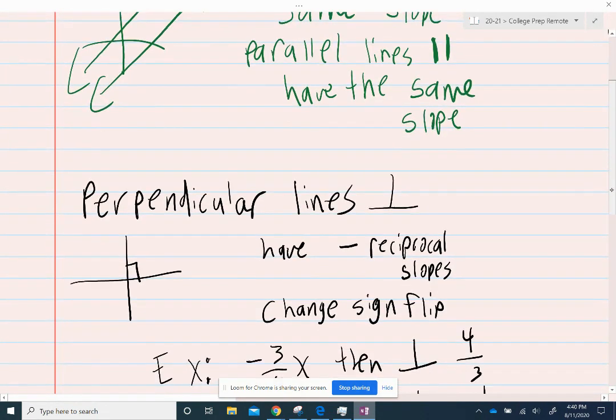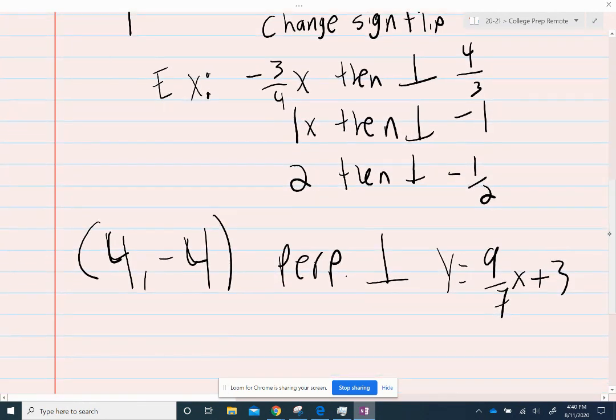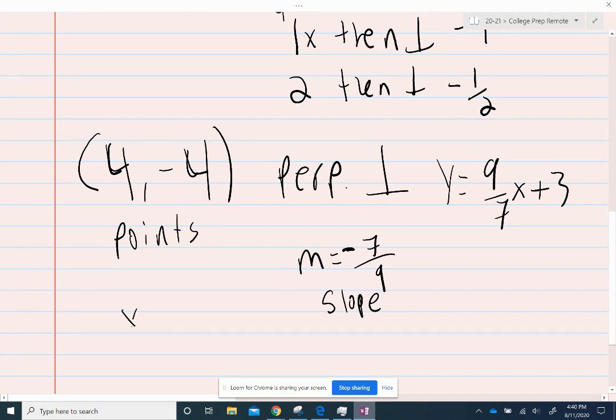Perpendicular lines have negative reciprocals for slopes. So change sign, then flip. So the slope we're going to use, m, will equal flip and change the sign. So points are this. This is our slope. Now we'll just use our formula. Y minus y1 equals m times x minus x1.